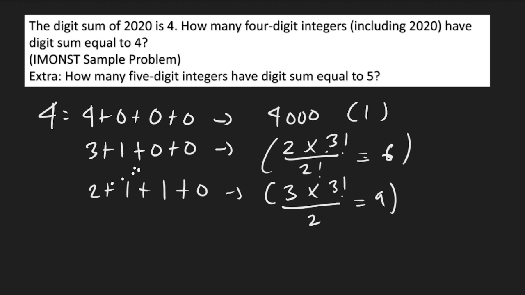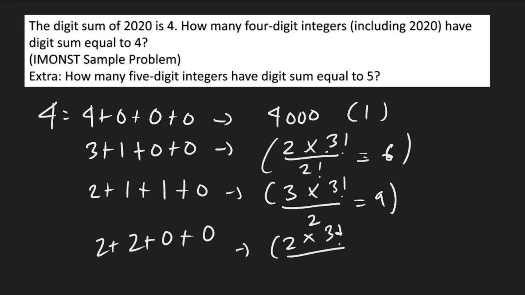And then we also have 2 plus 2 plus 0 plus 0. For this one, same as well. 2 for the first slot times the remaining 3 for the other slots, but this time we have 2 pairs of repeated digits. So we need to divide by 2 factorial and divide again by another 2 factorial. So here we have the total number of possible integers is 3.